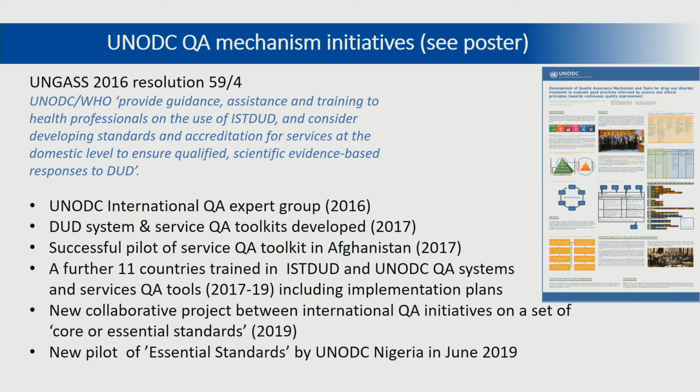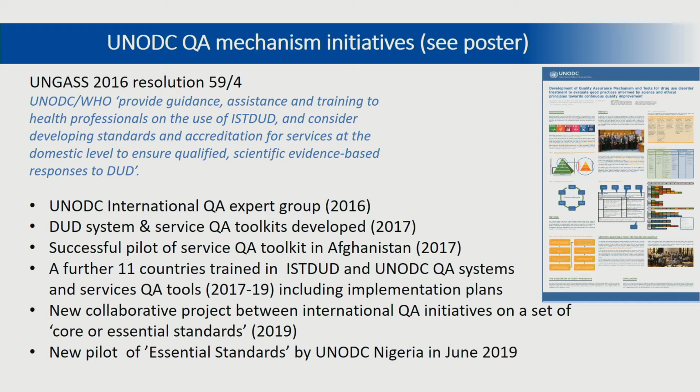Okay. Now, in terms of the UNODC Quality Assurance Mechanisms initiatives, let me run through them. I'll give you the headlines now. We have a fantastic poster downstairs that I'll urge you all to go and see. It's done collectively by our wonderful colleagues in UNODC and WHO, and it's about the journey that we've been on in terms of the quality assurance mechanism. So this all stems from the UNGASS 2016 resolution, where UNODC and WHO were tasked to provide guidance, assistance and training to health professionals on the use of ISTDUD and consider developing standards and accreditation for services at domestic level to ensure that we've got qualified, scientific, evidence-based responses.